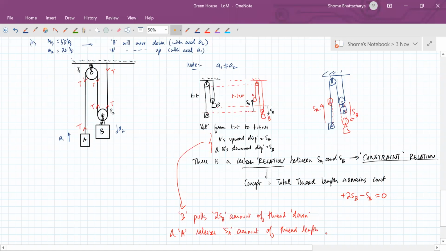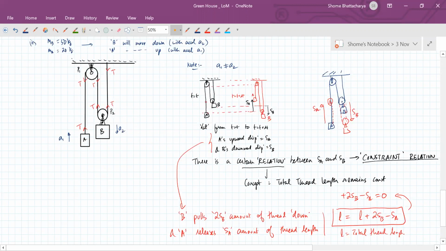Okay. So the total thread length should be conserved. If the total thread length was L, now on the other side, B has pulled down SB, but A has released SA. So this should remain conserved. That is what is giving us this relationship, where L is the total thread length.